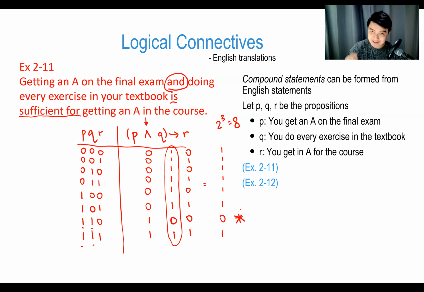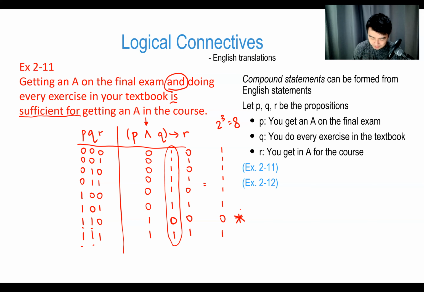Okay. In the second to last case, you can claim that yes, I did get an A on the final exam, and I did do every exercise in the textbook, and you didn't get an A in the course. So in that case, you can say that that rule is false. That is the only time you can come to me and say that rule is not true, and I would agree because it has been falsified, right?